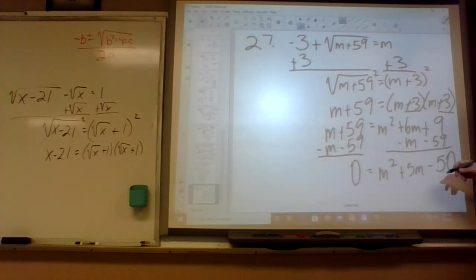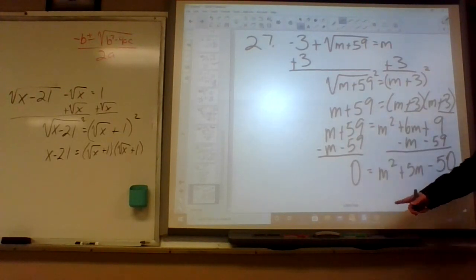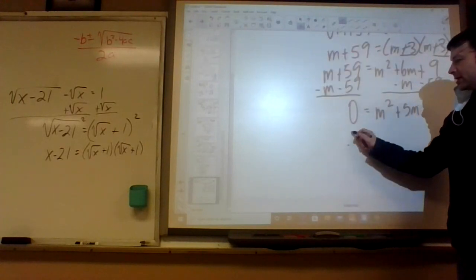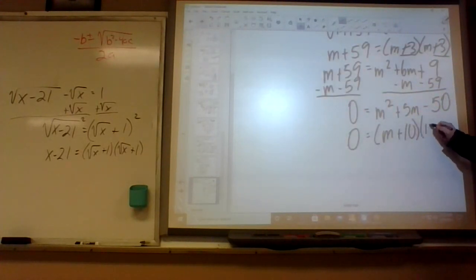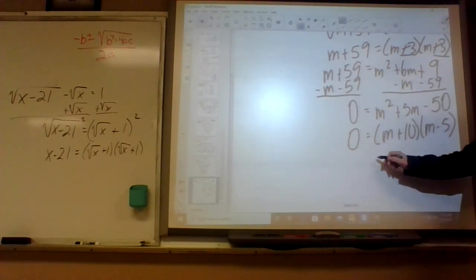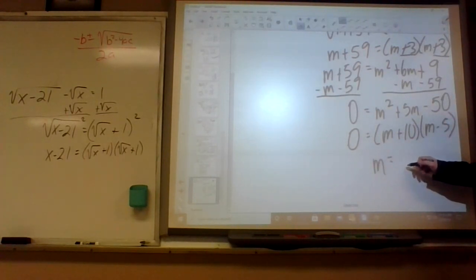Okay, 10 and 5 multiply to 50. How does that add up to 5? Positive 10 and negative 5. So m could be what? Negative 10 or 5.